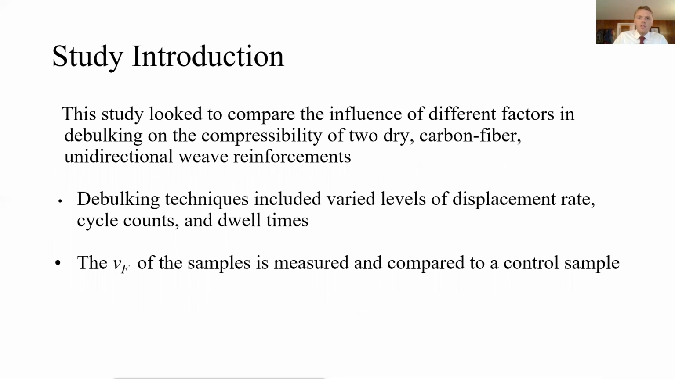All right, so now that those terms have been defined, I want to introduce the study. In this study, we wanted to look at the influence of different factors in debulking on the compressibility of two different carbon fiber unidirectional weave reinforcements. They were dry samples. The factors we wanted to look at were varying the displacement rates, or the speed at which a pressure was applied and unapplied on a sample, cycle counts, which is basically how many times pressure was applied, and dwell times, which is how long that pressure was held when it was applied. The volume fraction of the samples was measured and compared to the volume fraction of a control sample.